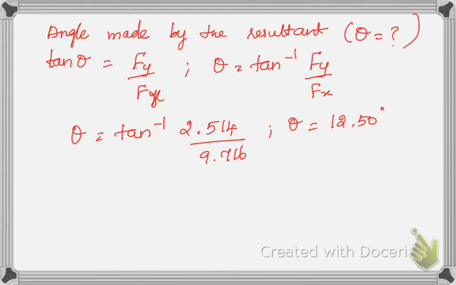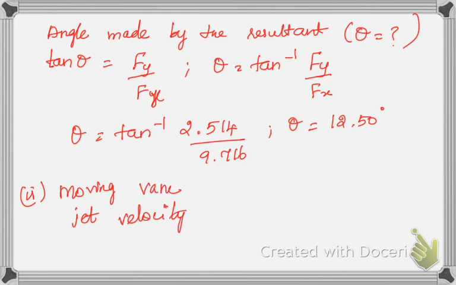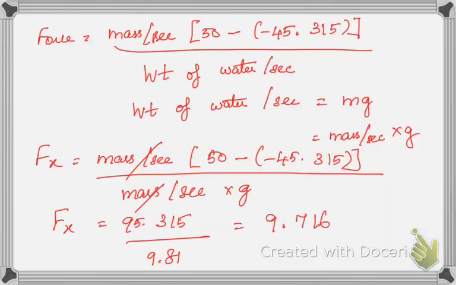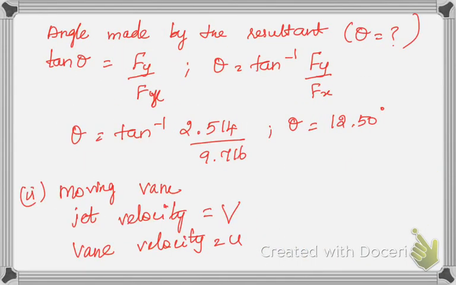Now we have to calculate the same for my moving vane. So the second part is going to be the moving vane. Here there will be a jet velocity as well as a vane velocity. The jet velocity we are going to denote by V, and the vane velocity by U. Here the water is moving as well as the plate. This plate is also moving in this direction. So we have to take everything into account.